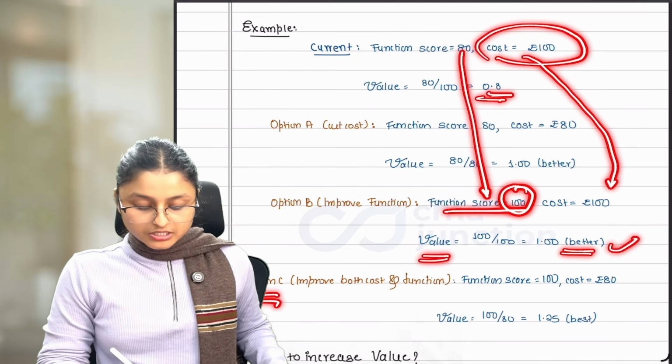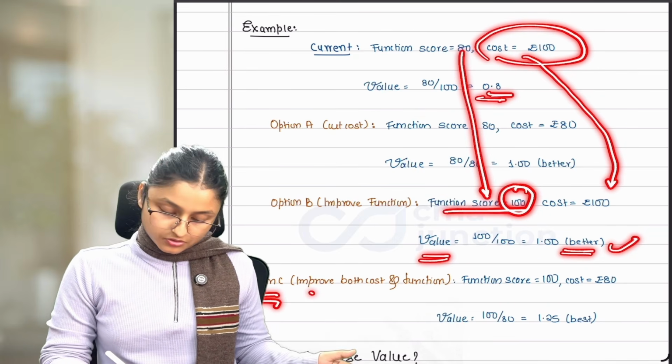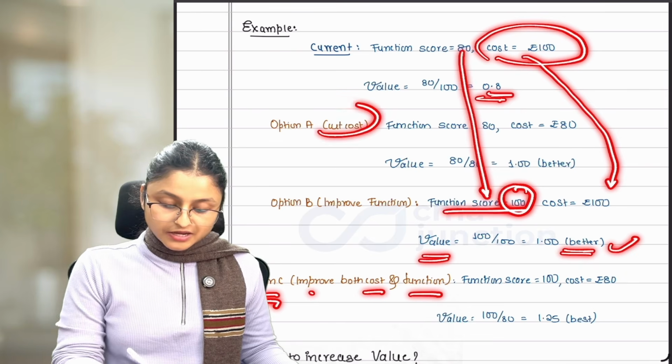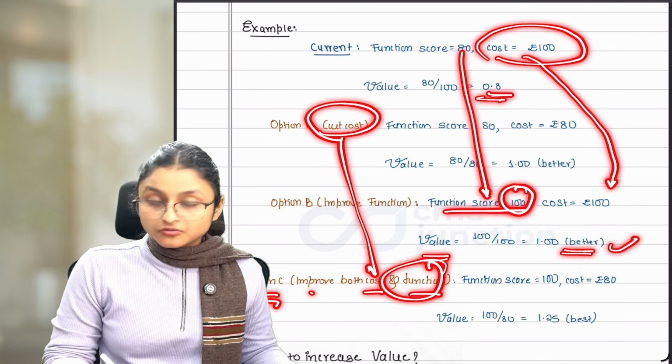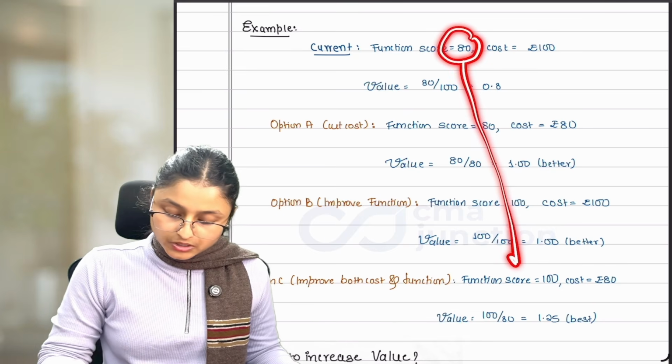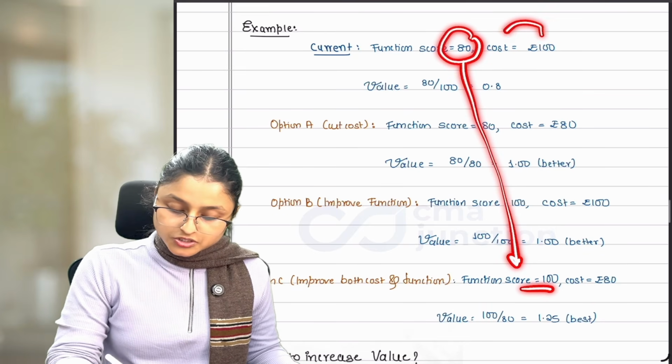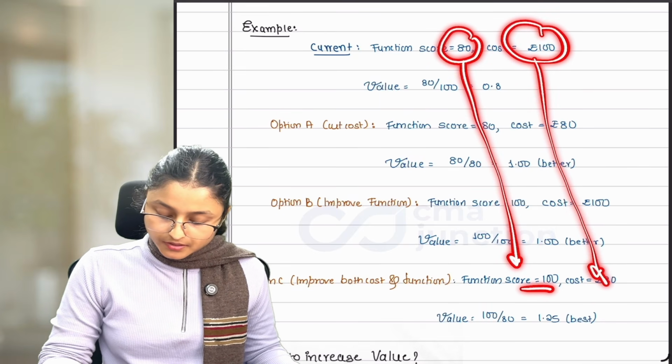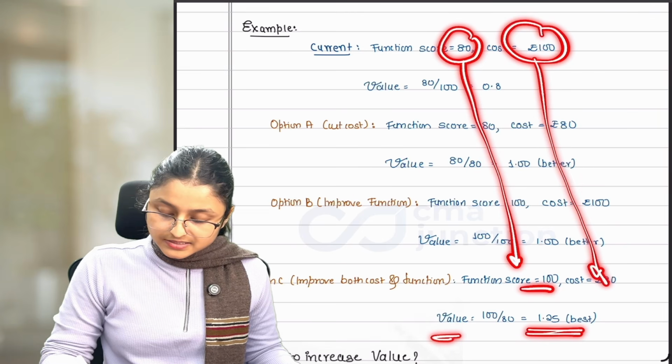Now think about it. In option C, we have improved both cost and function. That means we have cut the cost and we have improved the function. If we are doing both of them together, then function score will improve and cost will reduce, and hence value has increased.